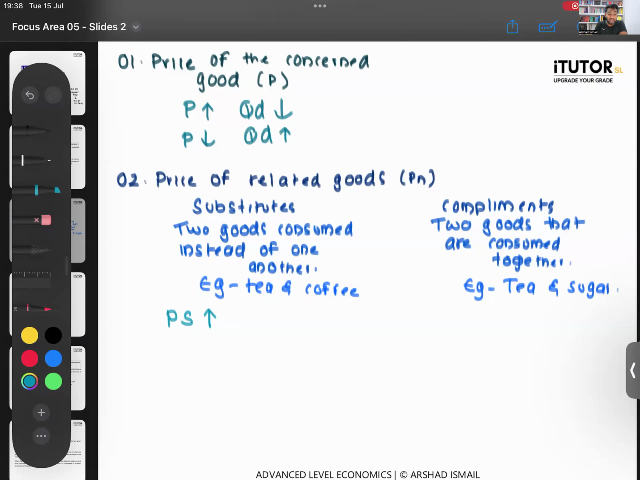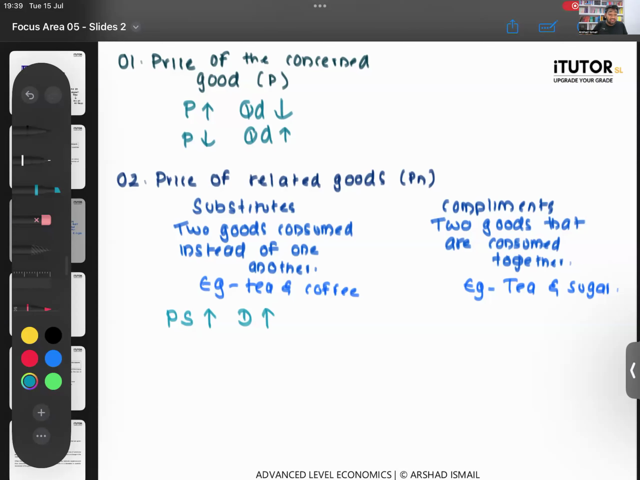What will students do? Students will stop going to his class and come to my class. When his price increases, they will stop his class and come to mine. So the demand for our good, the concerned good, will increase. They will come to mine.